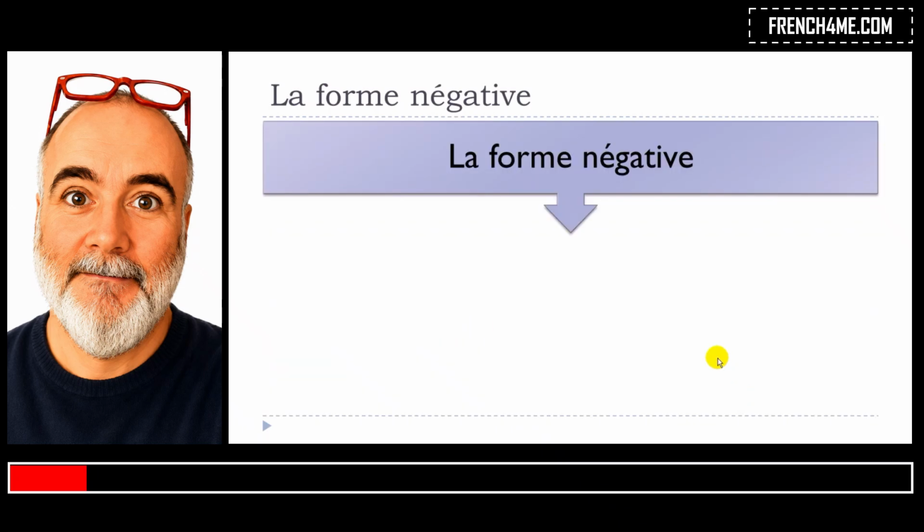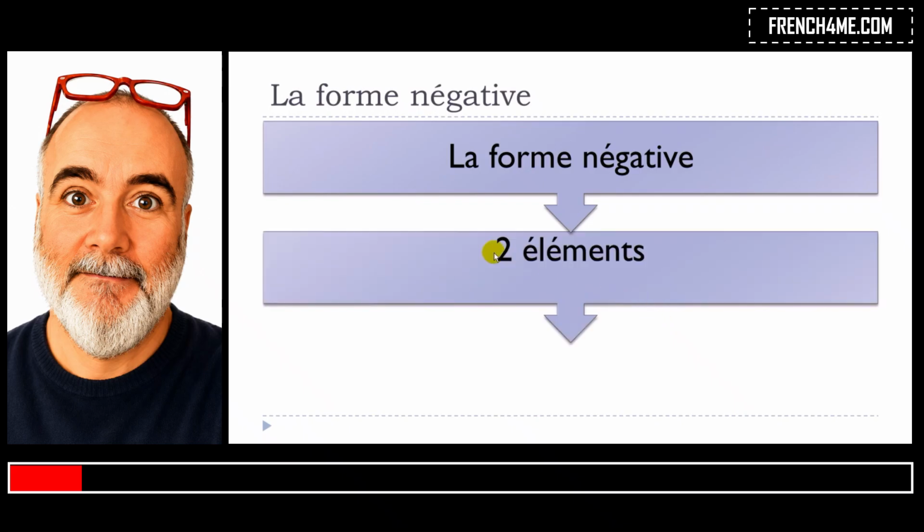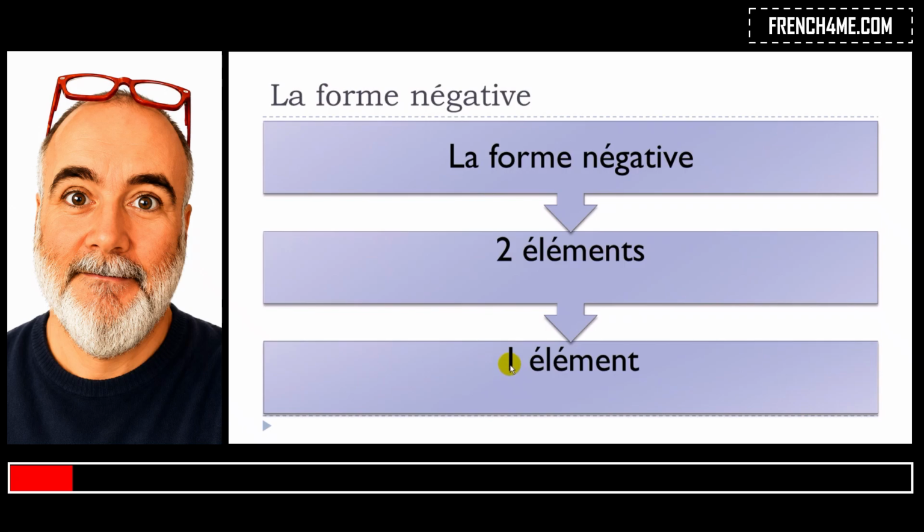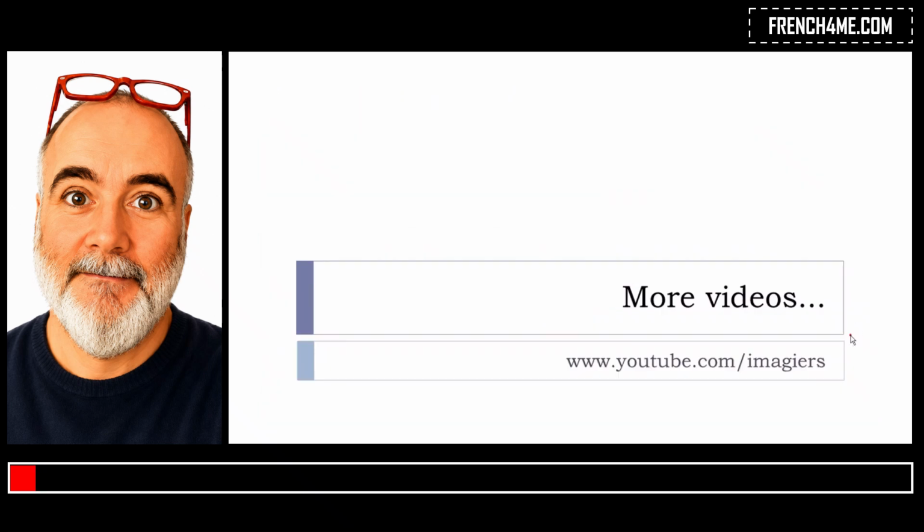Okay? So remember, la forme négative, you should have two parts, or then it's possible to see one part. Okay, when you've got two parts, it's ne and then pas. Okay, or then only pas, but we are here dealing with informal French, so be careful, don't use that in all the situations. And this is it.